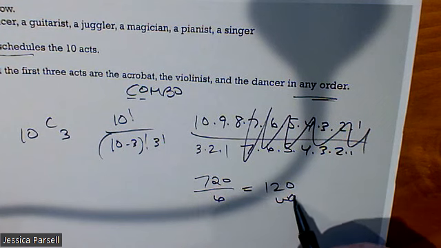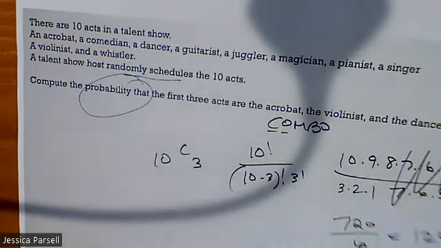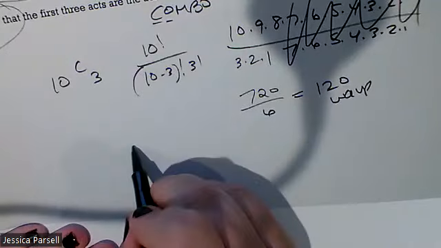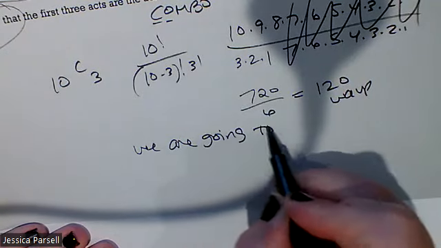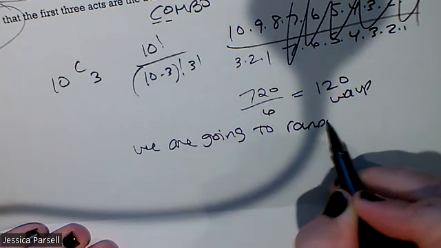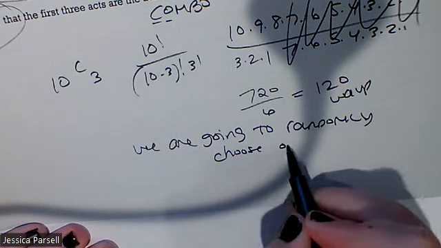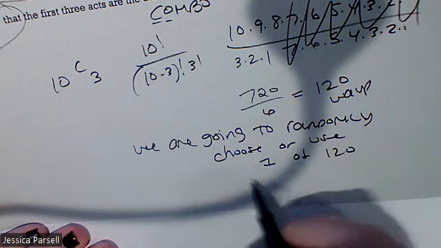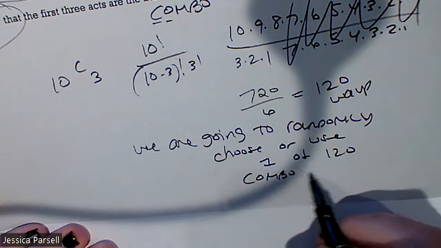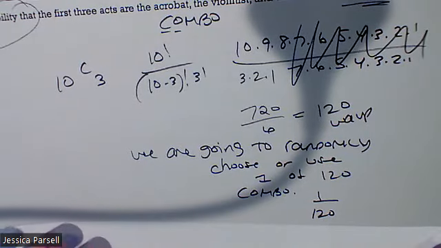All right, 120 ways. Now keep in mind, they use the word probability. So we know we're going to randomly choose, or use only one of the 120 combinations. So it's 1 out of 120. That's the chances. That's the probability that they're asking for.